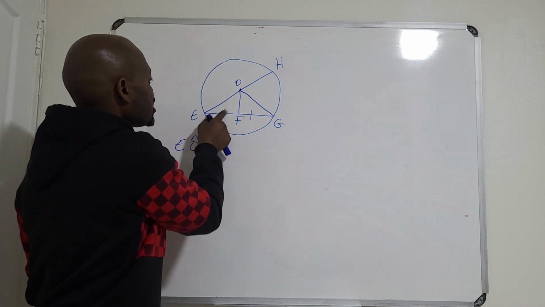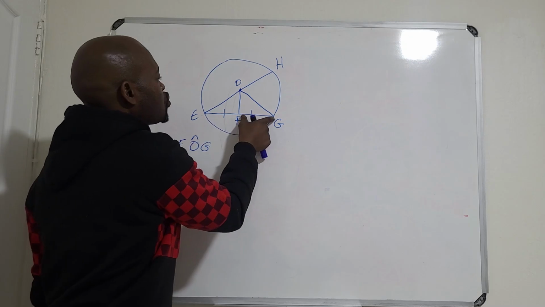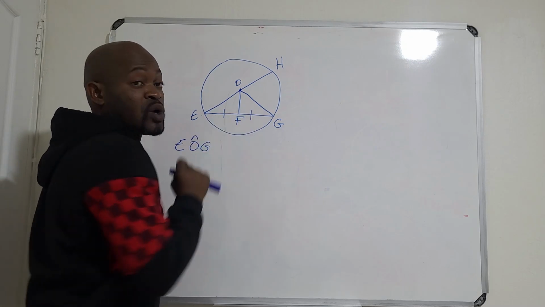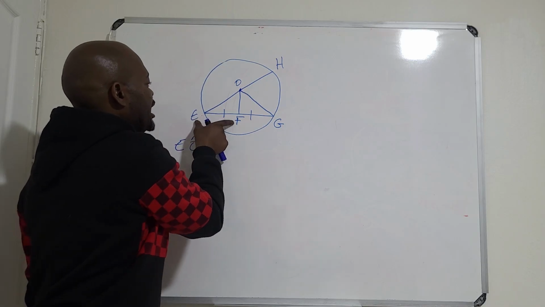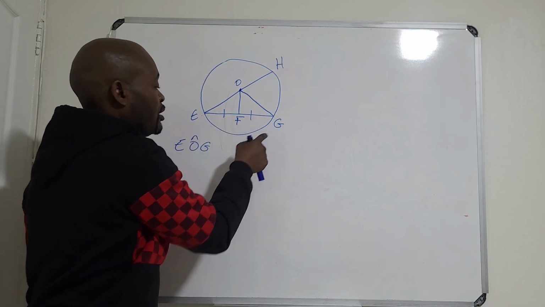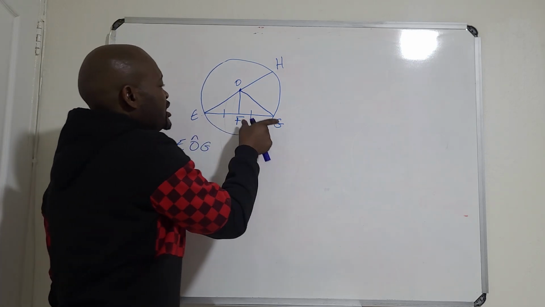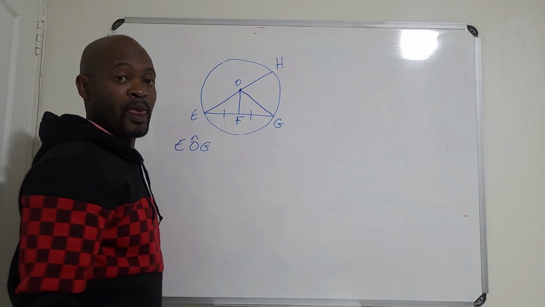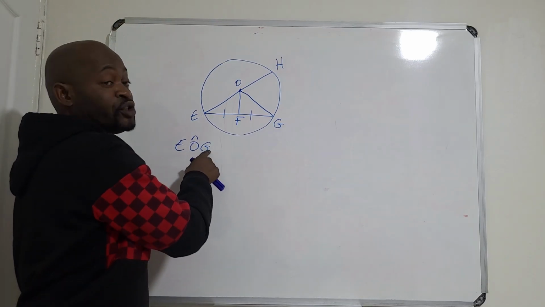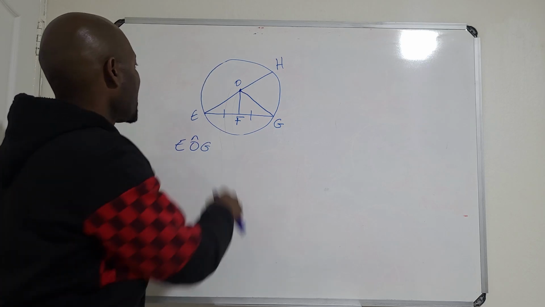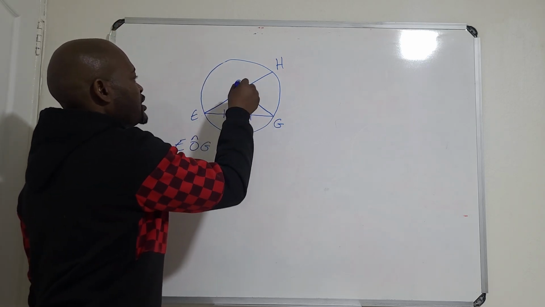So that is why you see that EF is equal to FG. That's what we are told, that OF bisects EG. By bisecting EG, it means that EF is equal to FG. Now, we are told to find angle EOG. We are told to find this angle there.